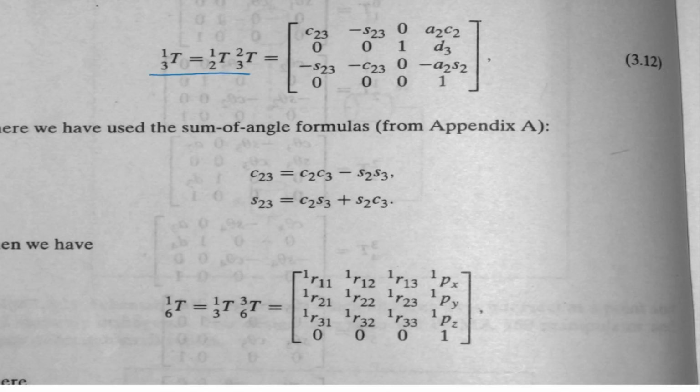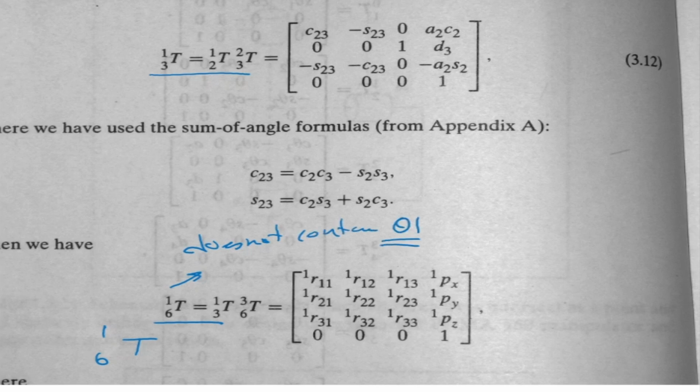So what we do get is T1 to 6. See, it is 0, 1 to 6. This one does not contain theta 1, because theta 1 is contained in T0 to 1. So this theta 1 is contained in this matrix, and this matrix is not there. T0 to 1 is not there. And hence, if I just multiply 1 to 6, then I get this R and this Px, Py, Pz.